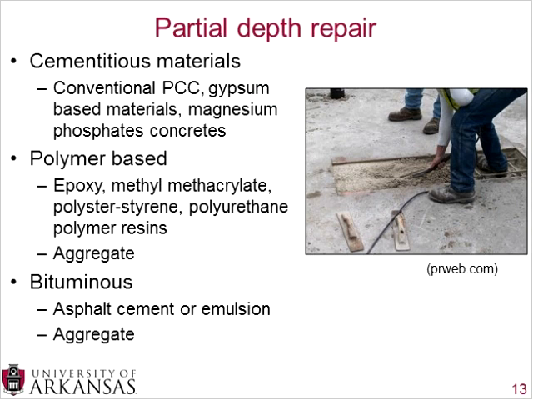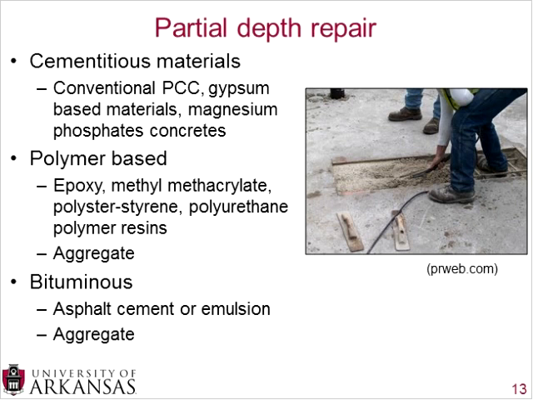The next type is partial depth repair, and you can see this picture on the right here. They did not take away the entire Portland cement slab. They simply took away a small finite depth portion of that slab in order to fix some sort of distress. And after you take the material out, you need to fill it back up with something, and you'll need to use either a cementitious material, a polymer-based material, or a bituminous material. So a cementitious material can be conventional Portland cement concrete, very similar to what was there in the first place, or you could also have gypsum-based or magnesium phosphate concrete materials.